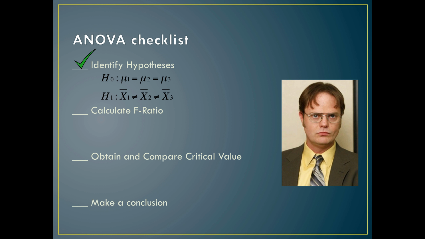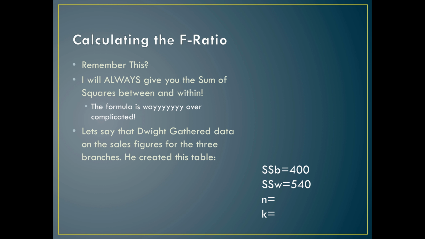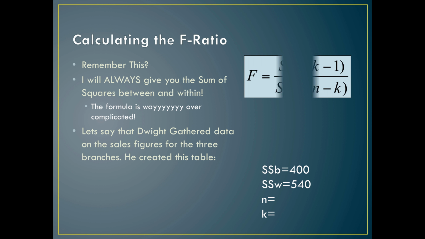The next step would be to actually calculate our F ratio. As always, we're also going to use an alpha of 0.05. That means we're only willing to risk 5% and we want to be 95% sure that the results we obtain are not due to chance. So how do we go about it? I will always give you SSB and SSW, or MSB or MSW. The thing you need to pay attention to is that if I do give you the MSB, you're not going to have to divide by k minus 1, because MSB is equal to this whole thing. So pay attention to what I'm giving you and use the appropriate formula.